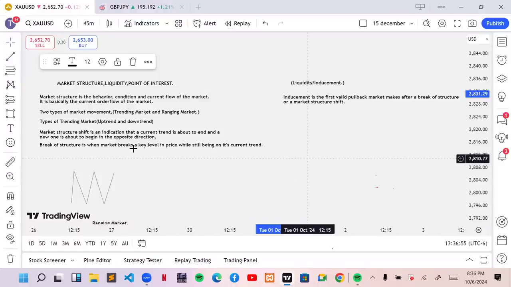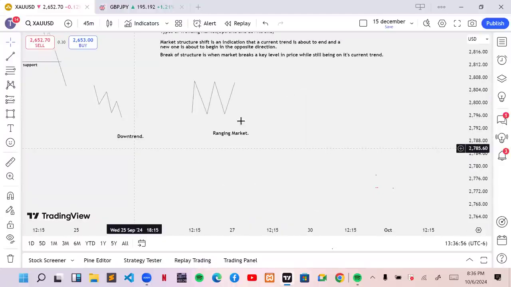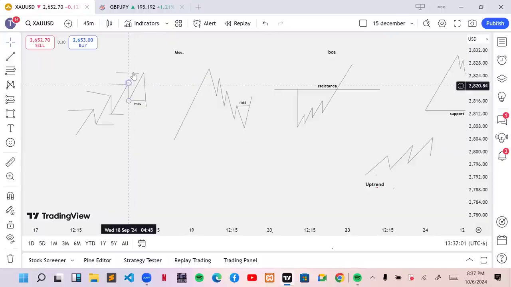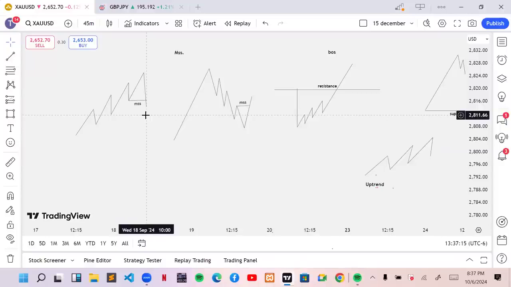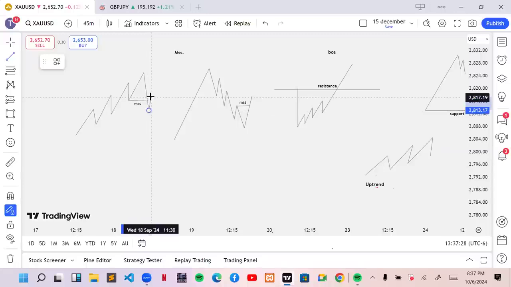So let me give you a visual example. Let me use the market structure shift first. So for the uptrend, this is an uptrend, and the market made a market structure shift. Before you can confirm your inducement, you have to first see either a break of structure or a market structure shift. Pay attention. So this was a market structure shift right here. After that, markets should make some kind of pullback close to the zone that market broke up on. So let's say this is your pullback.